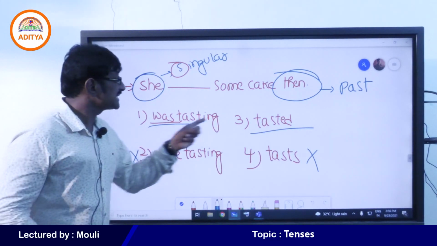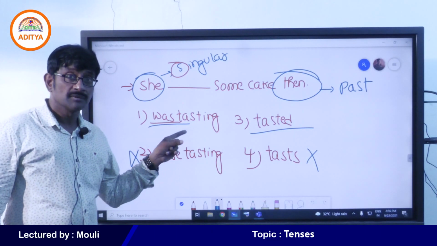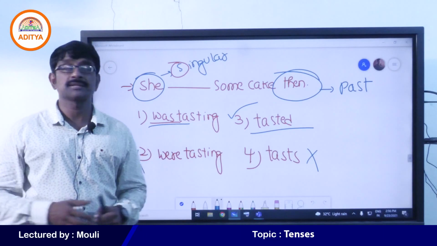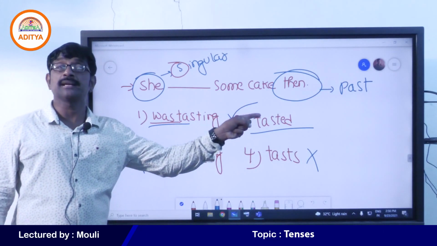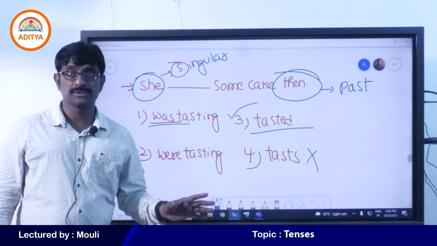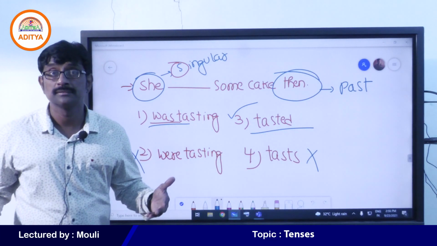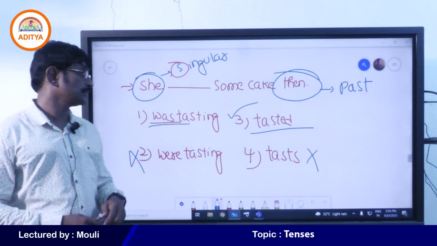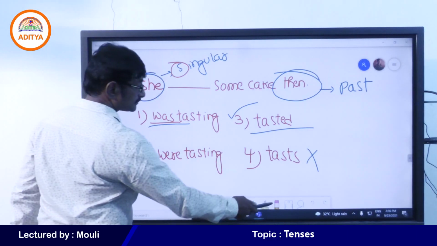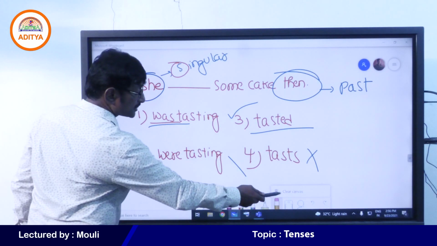Now you see this. She was tasting some cake then. Will you agree this is the answer? Will you agree? No. The answer is this. The answer is that. She tasted some cake then. She was tasting some cake is wrong. Absolutely wrong. She tasted some cake then is the right answer. Why? Why? Let us see now. Did you write this? Students, did you write?